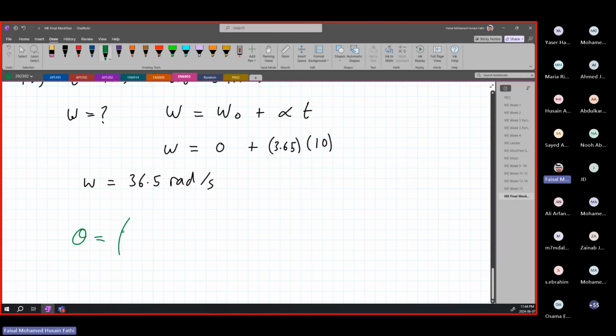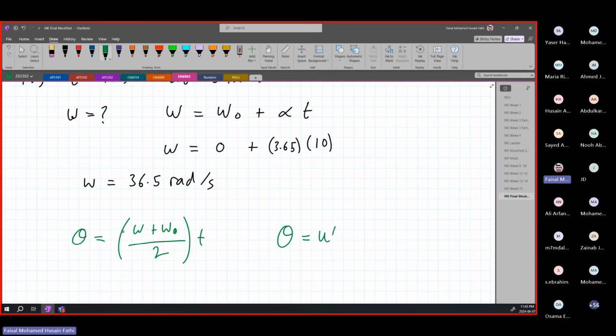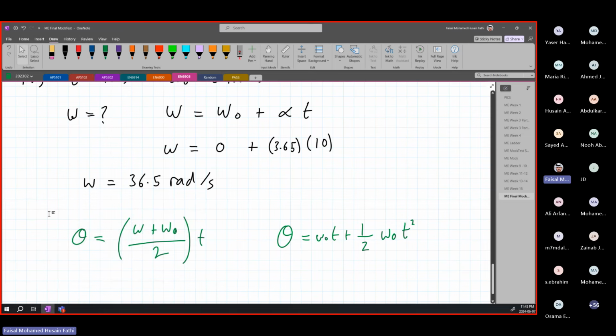There is one that is omega plus omega 0 over 2 times t. You can use this equation since you have found omega. And then there is one, which is, I believe, omega 0 t plus half alpha t squared. So if they were asking for the angular displacement, you can apply these equations instead, and you will be able to find it, not just omega 0 and alpha.